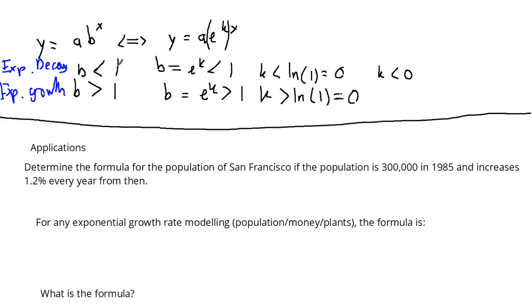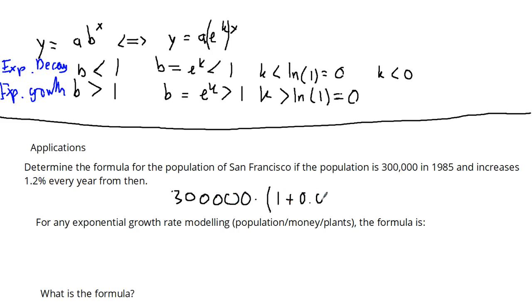So this is just the stuff that I've been already explaining. We'll move on to applications. Determine the formula for the population of San Francisco, if the population of San Francisco is 300,000 and increases 1.2% every year from then. That's pretty simple. It's just 300,000 is our initial value, and then multiply by 1.2% every year. So we already have our initial population.